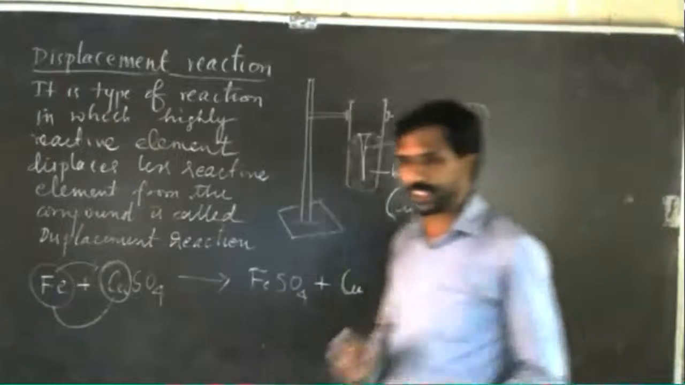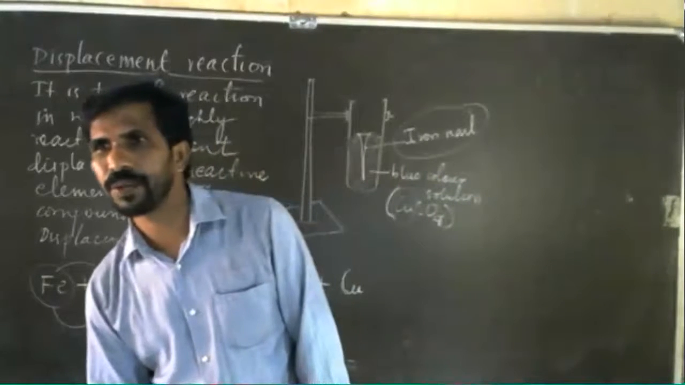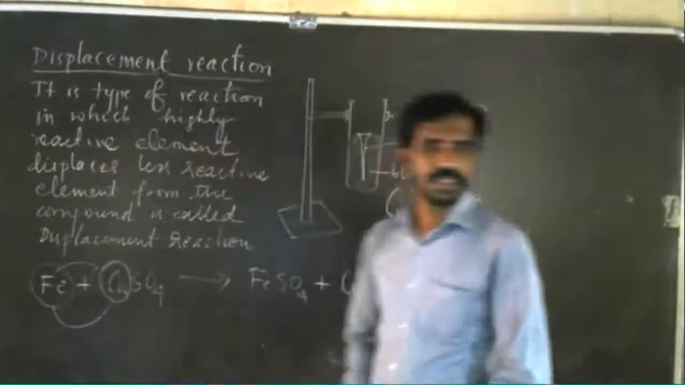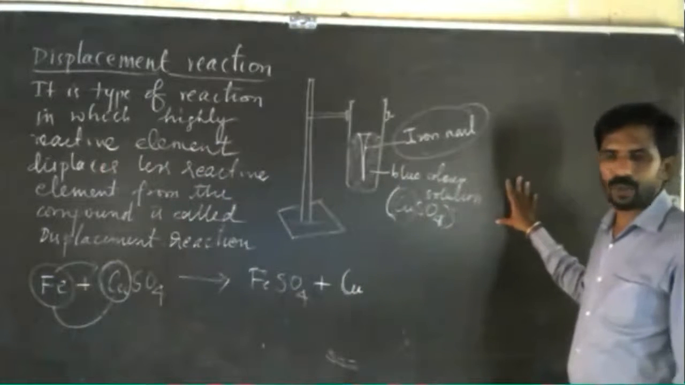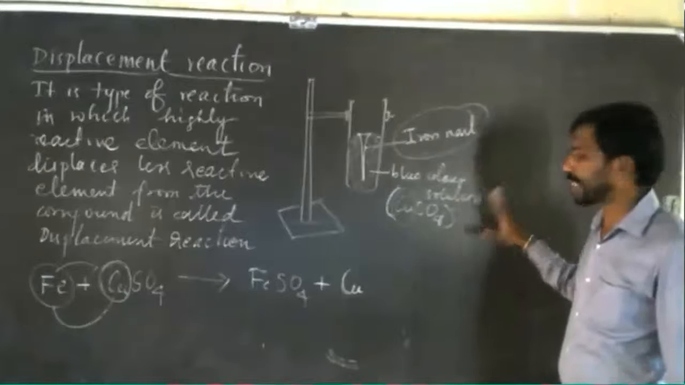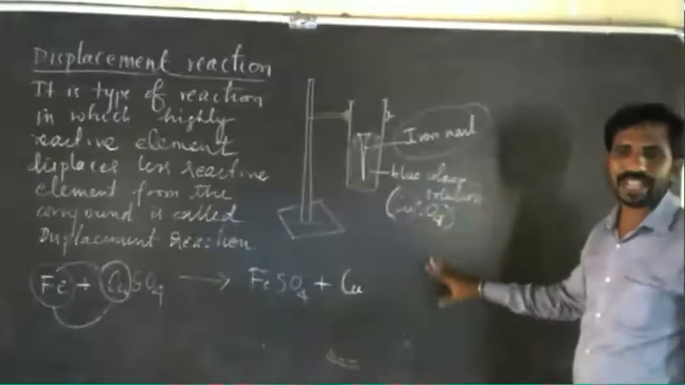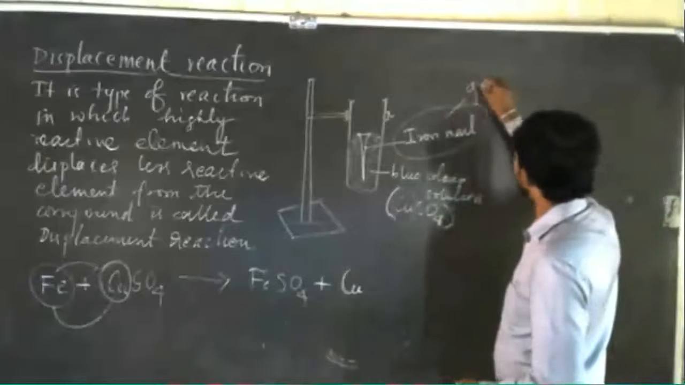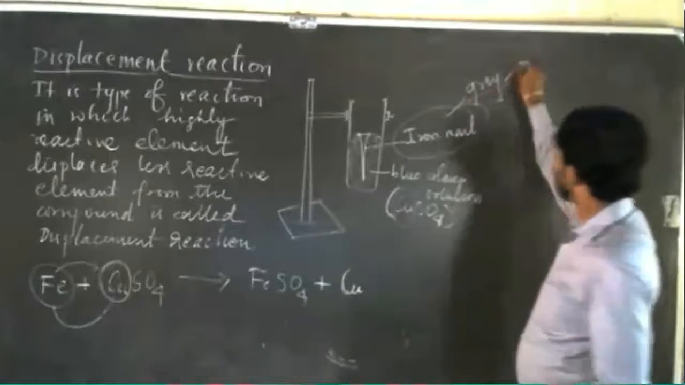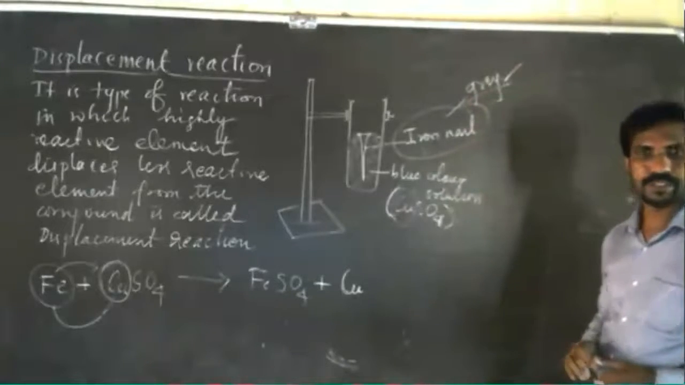That's why, after the reaction, the blue color changes to pale blue or greenish blue. The solution changes to a pale green, greenish color. That confirms that a displacement reaction has happened.